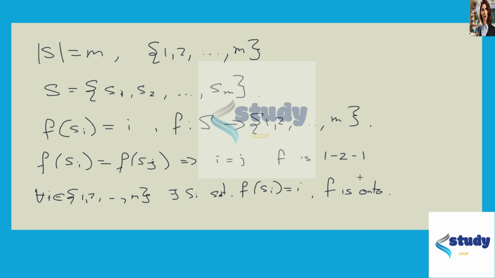Since it is both onto and one-to-one, f is a one-to-one correspondence between the sets S and {1, ..., m}, which therefore implies that there is a one-to-one correspondence between S and {1, ..., m}.